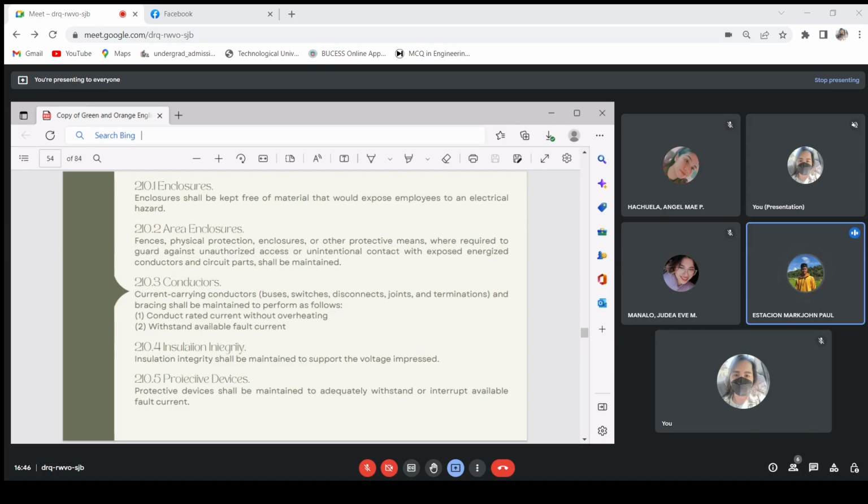So 210.4, Insulation integrity. Insulation integrity shall be maintained to support the voltage increase. Dito is para ma-determine natin ang insulation properties of cable, where insulation acts as the barrier between two live wires.